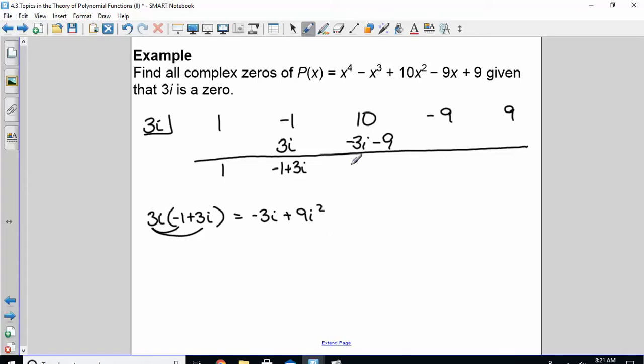Add like terms, the 10 and the negative 9 gives me a positive 1. And we still have that negative 3i. Multiply. So 3i times 1 minus 3i. If you distribute, 3i times 1 is 3i. 3i times negative 3i is negative 9i squared, which turns into positive 9, so we get 3i plus 9. If we add those, the 9's cancel and we just get 3i.